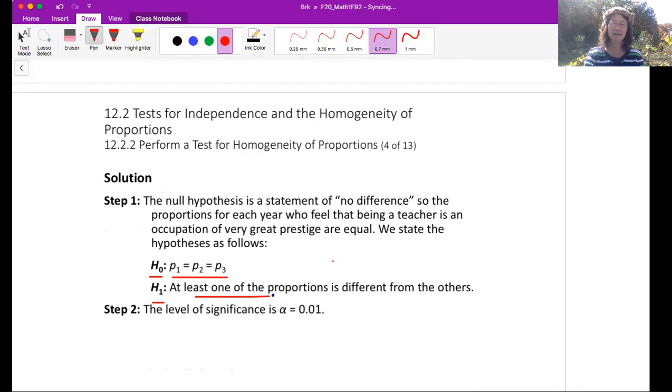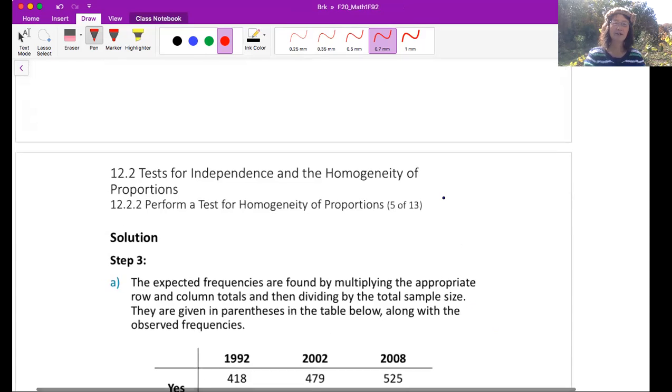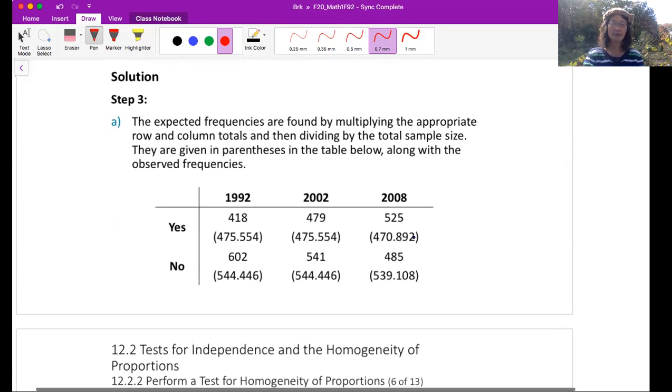The alternative says at least one of the proportions is different from the others. Okay. And then step two, we specify alpha. This time we use 0.01. And step three, we calculate the expected numbers as shown in the bracket.